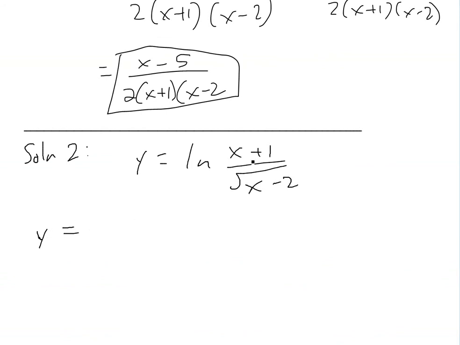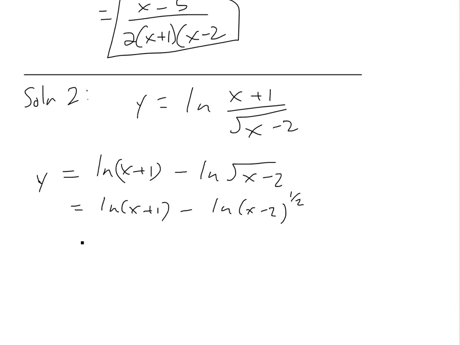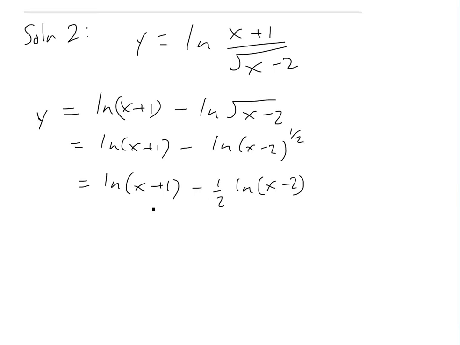So y is also equal to, using ln or log rules, the same thing as writing ln of x plus 1, and then subtracting, because this is a division, so we have to subtract ln of the square root of x minus 2. I'll simplify this further. This is the same thing as writing ln of x minus 2 to the power of 1 over 2. And now using another log rule, the power goes down in front. So we'll have ln of x plus 1 minus 1 over 2 times ln of x minus 2. So this is what we have, and now we can take the derivative.